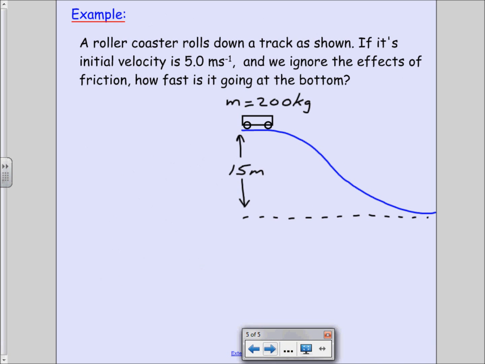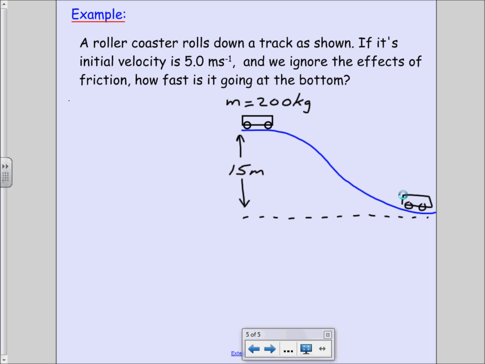All right, let's have a look at an example. We've got a roller coaster rolling down a track as shown. Starts at 15 meters above the ground, travels along some sort of a curved path, and it's got an initial velocity of 5 meters per second. So at the top, we've got both kinetic energy and gravitational potential. At the bottom, we will only have kinetic energy. All right, so conservation of energy is what we're going to use here to figure out how fast the roller coaster is going at the bottom.